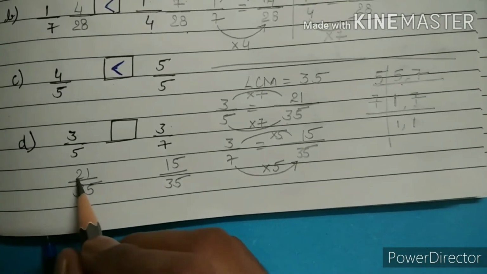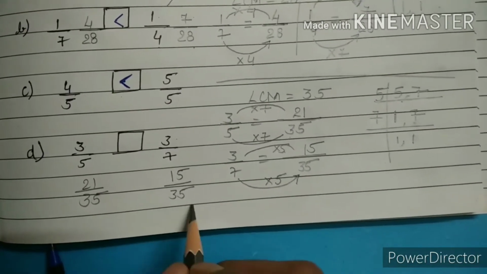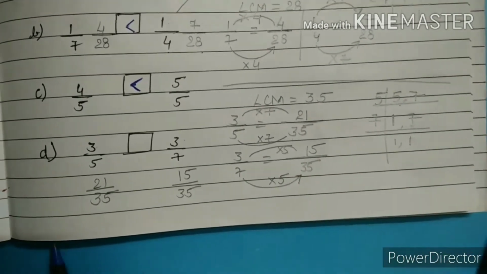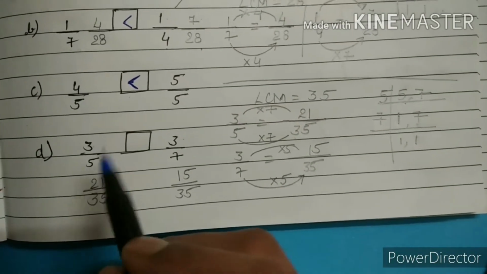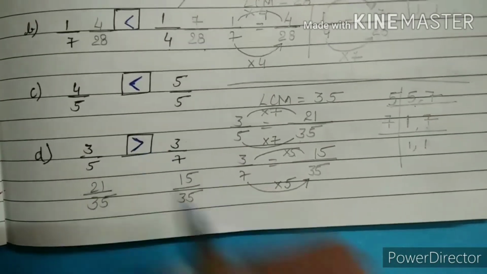You can see here we have 21 by 35, here 15 by 35. Both denominators are the same, and whose numerator is greater? Here 21 is the greatest, that means 3 by 5 is the greatest fraction.